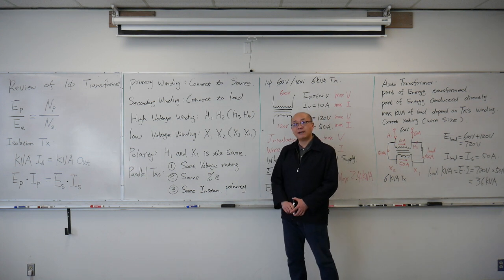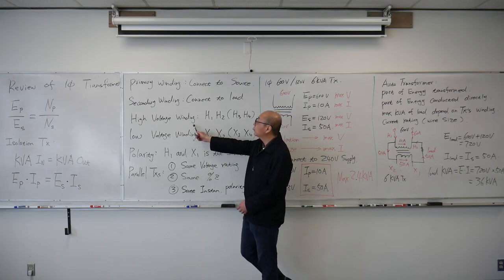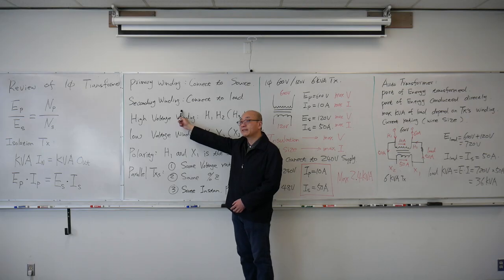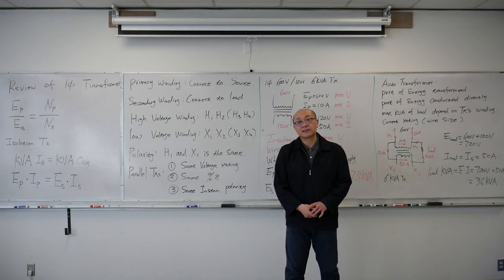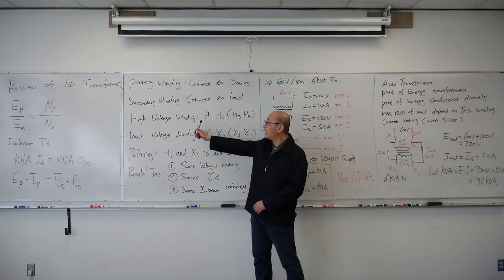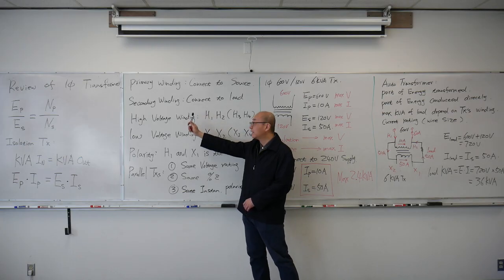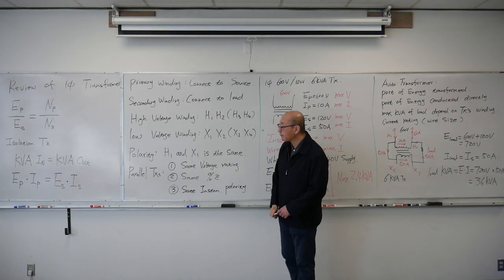If we're using them as a step down transformer, the high voltage winding will be the primary winding, and the low voltage winding will be the secondary winding. But if we connect them as a step up transformer, then the high voltage winding will be the secondary winding, and the low voltage winding will be the primary winding.